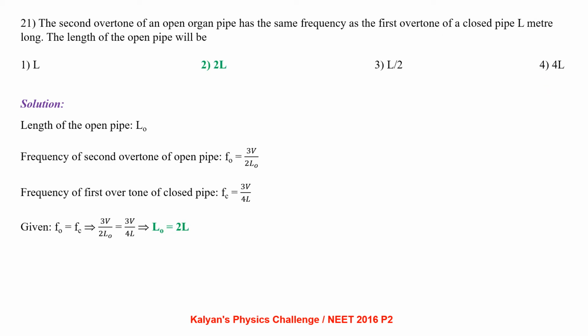The second overtone of an open organ pipe has the same frequency as that of the first overtone of a closed pipe of length L meter. The length of the open pipe will be. Let the length of the open pipe be L0. Then the frequency of second overtone of open pipe is f0 equal to 3V by 2L0. Similarly, frequency of first overtone of closed pipe is fc equal to 3V by 4L. Since these two frequencies are equal, we can write f0 equal to fc. From there we get L0 equal to 2L.